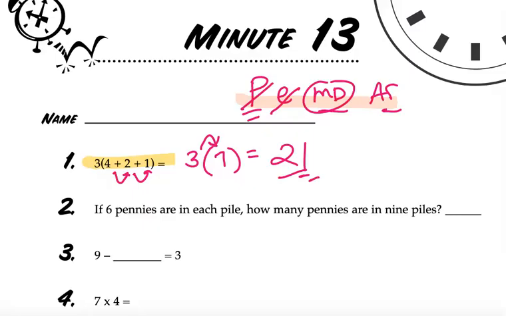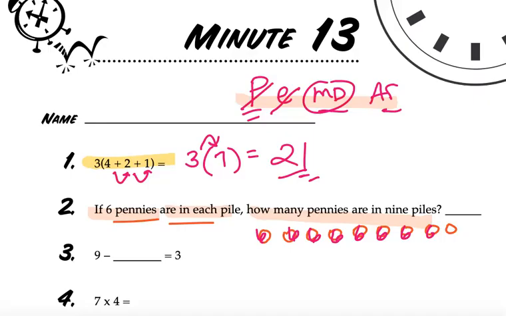Okay? All right, number 2, if 6 pennies are in each pile, how many pennies are in 9 piles? All right, so we're talking about 9 piles here. So I'm going to do 1, 2, 3, 4, 5, 6, 7, 8, 9. And 6 pennies are in each pile, and there are 9 piles. So there are 6 pennies in this one, and this one, and this one, and so on.